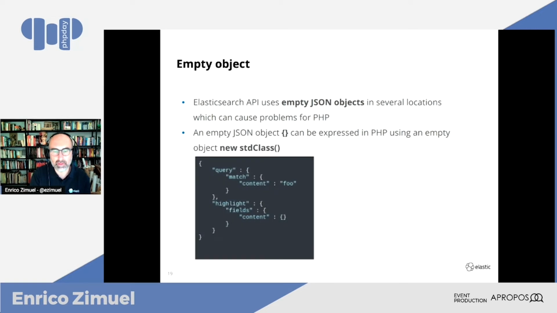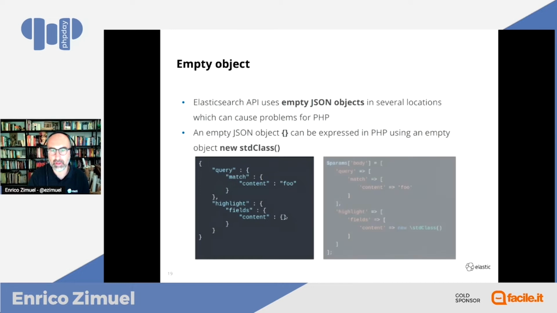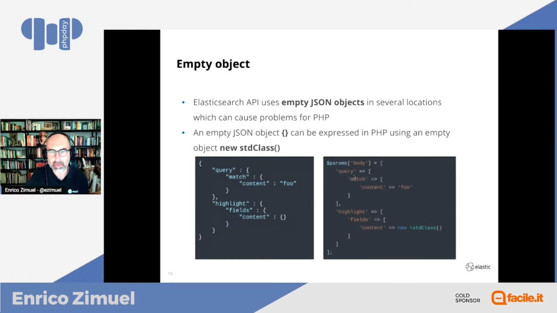So basically, long story short, if you have a JSON like this, where, for instance, highlight fields content is an empty JSON object, and you need to map it using an associative array in PHP, you need to do it like this. So basically, this is the body, as you can see. The mapping of the JSON is very simple in PHP using an associative array, but for the empty object, you need to remember to use this syntax. So you have to create a new empty object. You can even specify a different class, an empty class, whatever. But I suggest using the standard class of PHP.